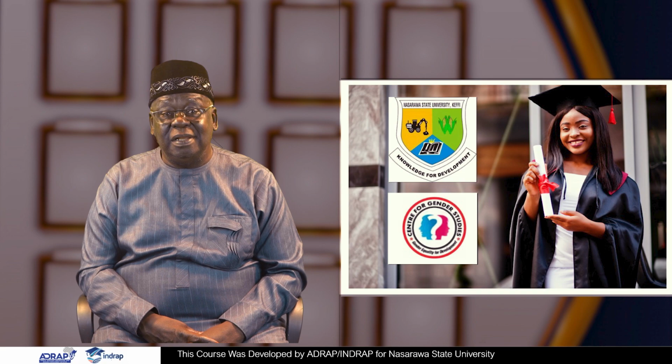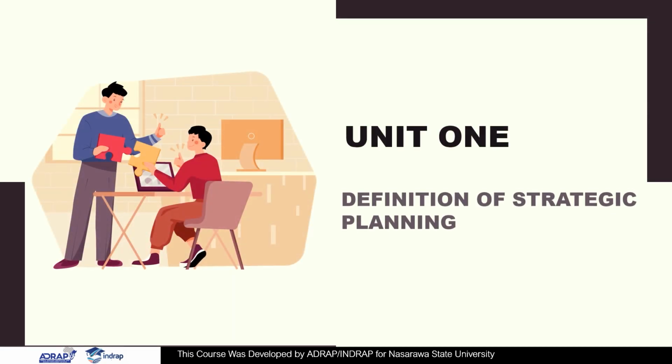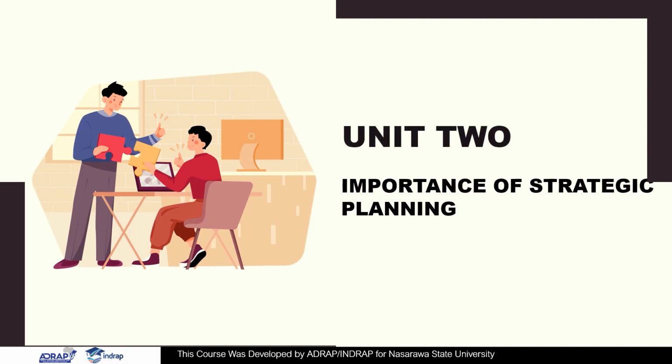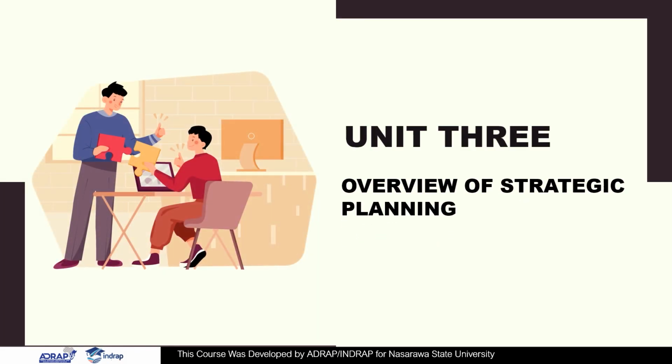This module is divided into 3 units. Unit 1 is the definition. When we talk about definition, we want you to understand what we mean by strategic planning. Unit 2 will focus on the importance of strategic planning. And lastly, Unit 3 will deal with an overview of strategic planning.